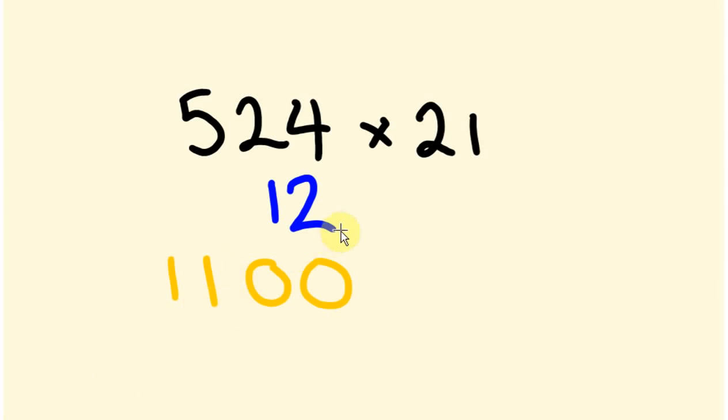And now we're just going to slide it to the last position. 4 times 1, we get the answer of 4. Our answer, 11,004.